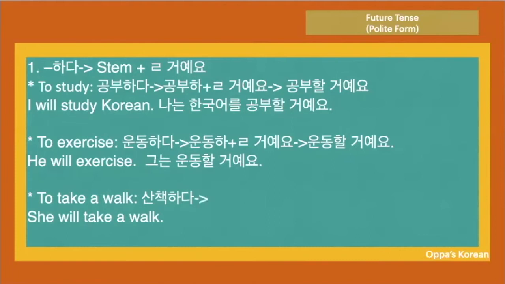To take a walk, 산책하다. You find the stem. You drop 다. Then 산책하 is the stem, plus the ending ㄹ 거예요. Then it goes to 산책할 거예요. In a sentence, she will take a walk.